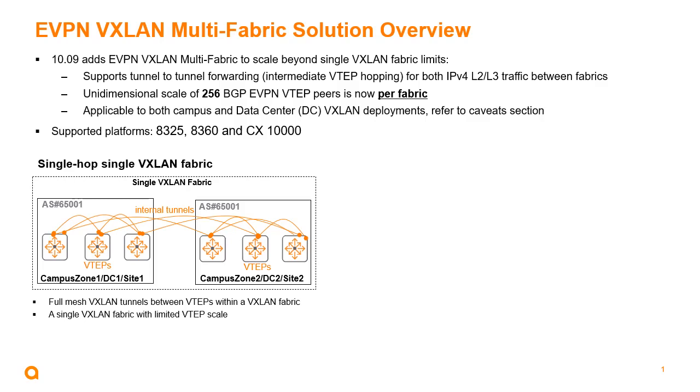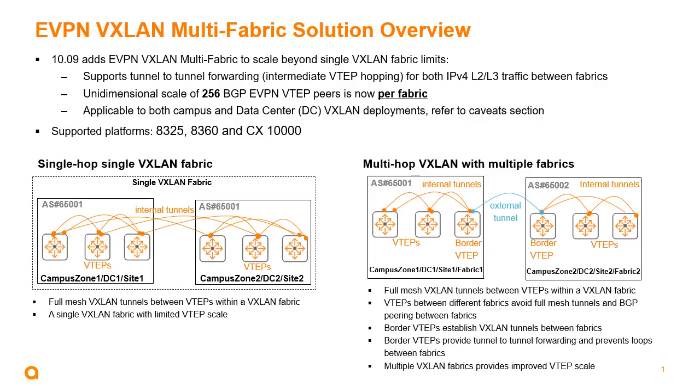That means we have full mesh VXLAN tunnels between all VTEPs and a single hop because it's full mesh. And you do have a fabric limit of 256 BGP EVPN peers per fabric. And now in 10.9, we can actually do multi-fabric.